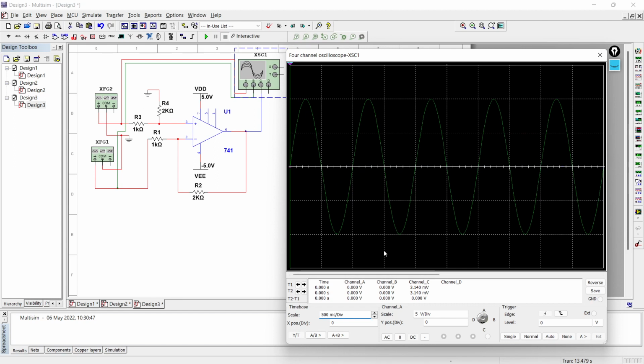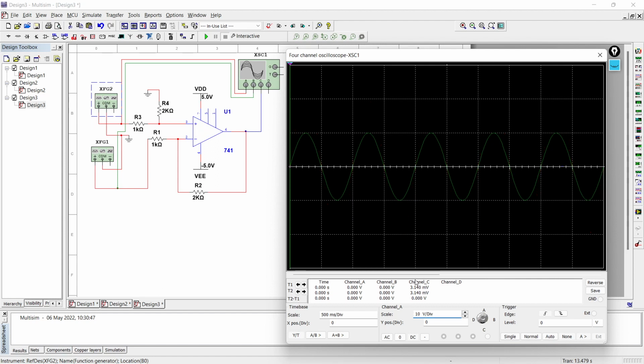So here you will be able to see only one signal. Only one signal is visible. It is just because both the input signals are of the same magnitude. Let me change the scale and then you will be able to see both the signals. So the green waveform is actually the input to the negative terminal and the red waveform is actually the input to the positive terminal. So let me make both the scales same. So there is no difference in input, right?